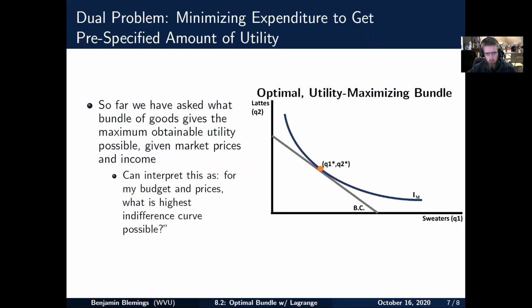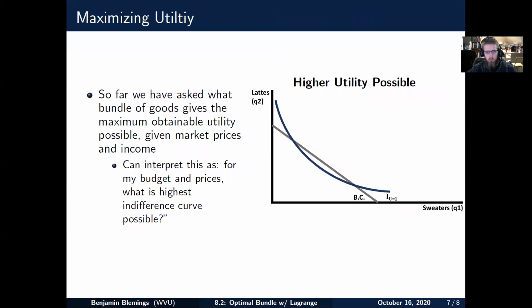I want to walk through exactly what that looks like. You can interpret this utility maximizing as, for my budget and prices, what is the highest indifference curve possible? And so it has this fixed gray budget constraint here, with which you have to try to get to the highest blue indifference curve. If we had this budget constraint, which I'm calling BC, and this indifference curve of utility equals 1 here, we could get utility equals 1 from this budget constraint because all these bundles of goods are possible given our budget constraint. However, we know that there is a higher utility possible than utility equals 1.